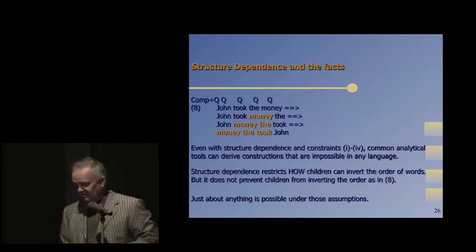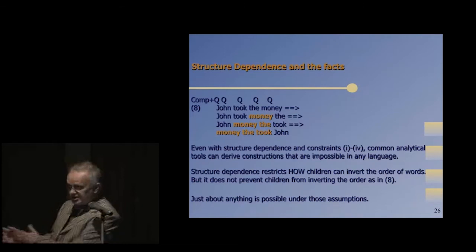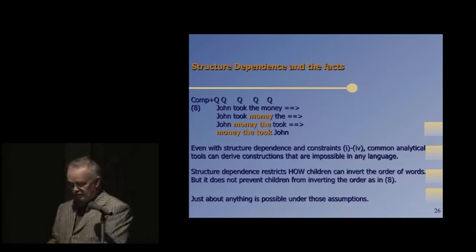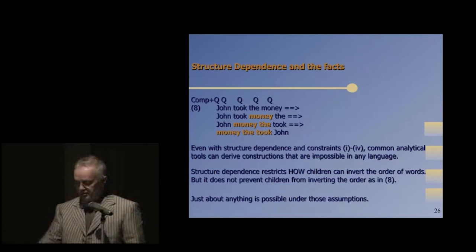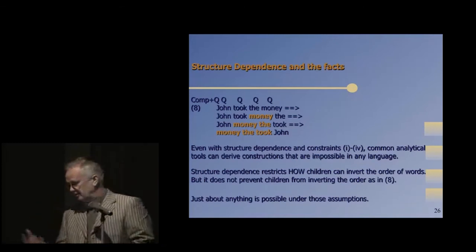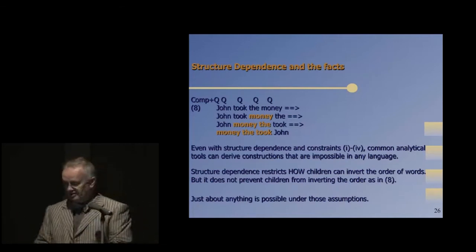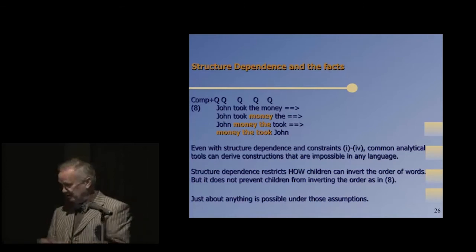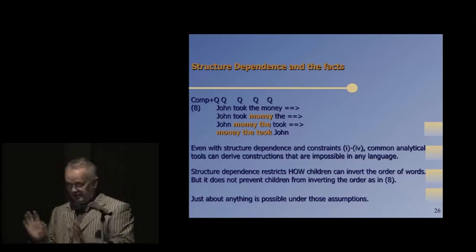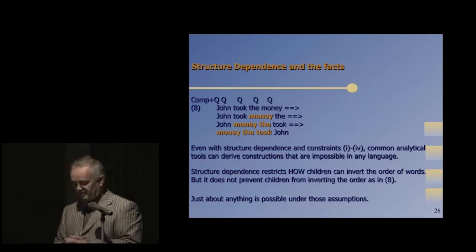So let's take a simple example. Assume, therefore, that you have the sentence, John took the money, and that it has an initial comp with a Q feature, and that the Q features spread over each constituent and word. So John has a Q, took has a Q, the has a Q, and money has a Q. So you start your derivation. Well, money, the lowest element in the structure, has a Q feature. So it raises above the determiner, checks its Q feature, and also checks the Q feature of the determiner, and these are eliminated.